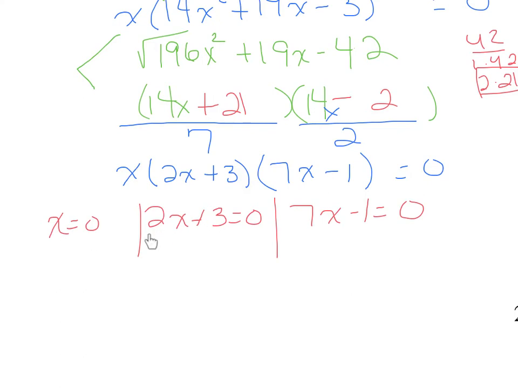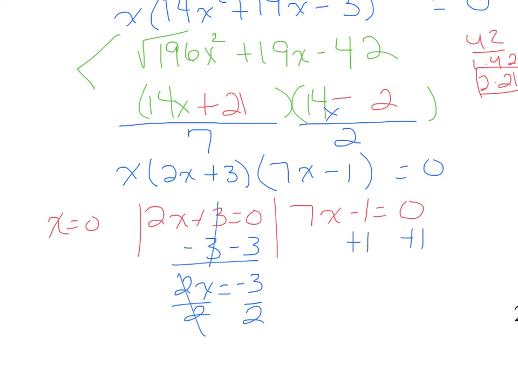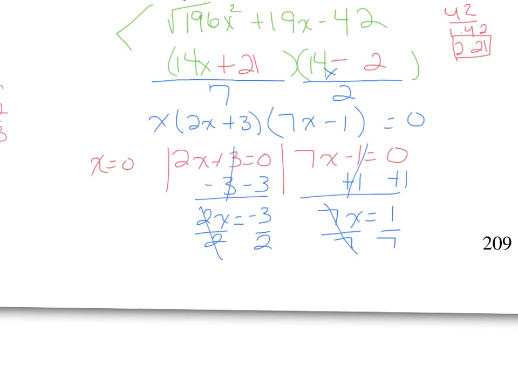Here we're going to subtract 3 and then divide by 2. So 2 steps here gives us x equals negative 3/2. Here, add 1, divide by 7. So this is another 2-step equation. And we get x equals 1/7 out of that. So our solution set, I'm going to try and squeeze it in down here at the bottom. x equals 0, negative 3/2, and 1/7.